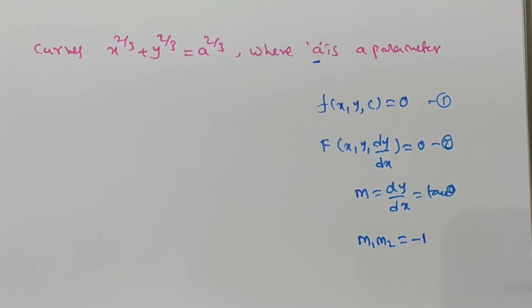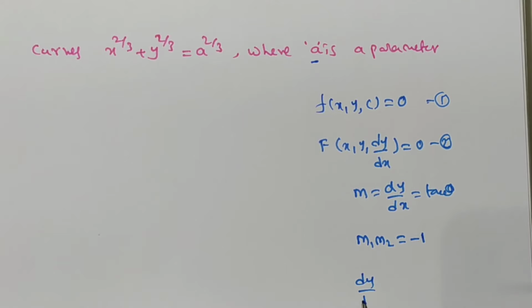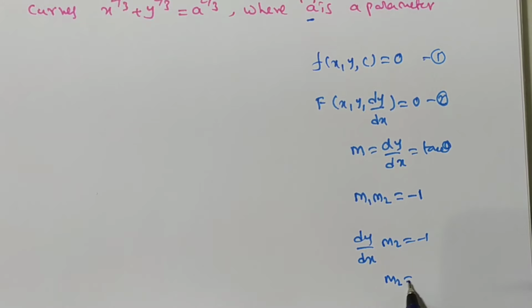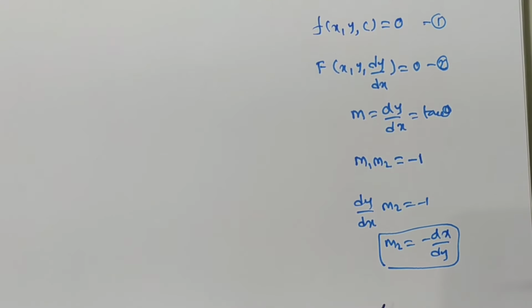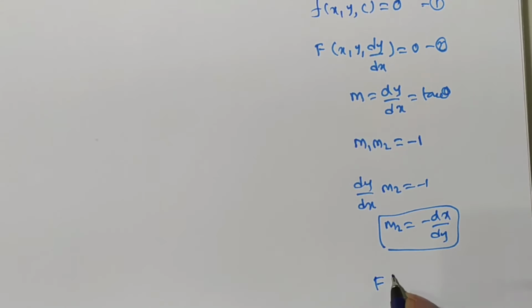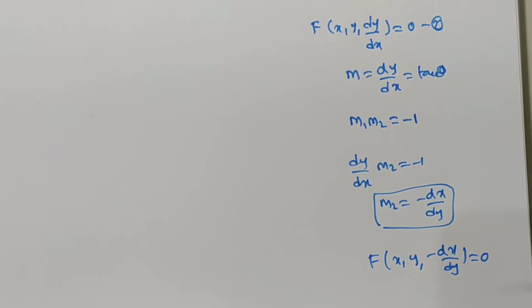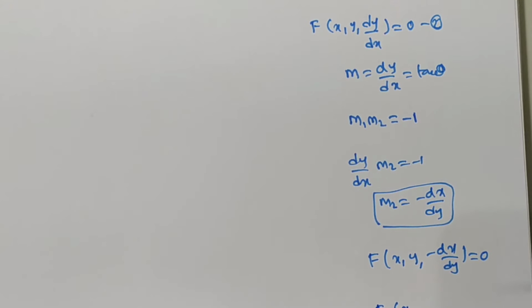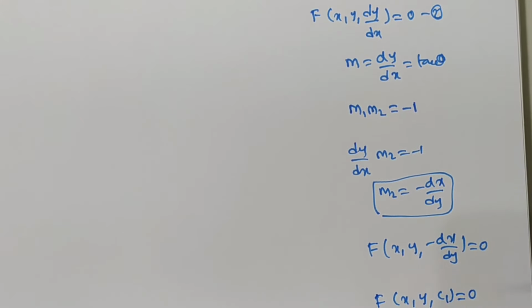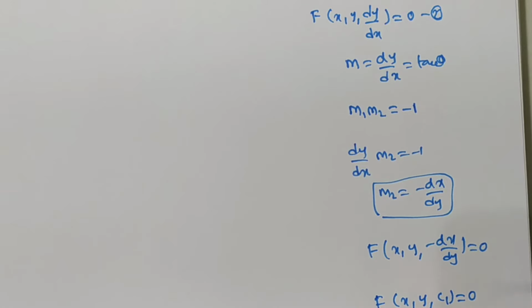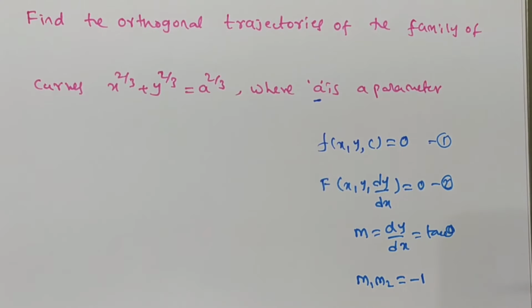minus 1. Now if m is dy by dx, then dy by dx into m2 is equal to minus 1, so m2 is equal to minus dx by dy. So to get the orthogonal trajectory, we just replace dy by dx with minus dx by dy. That's it. This will again be a differential equation, of the orthogonal trajectory. You simplify, then you will have f of x, y, c1 equal to 0 as the required orthogonal trajectory of the given family of curves f of x, y, c equal to 0.